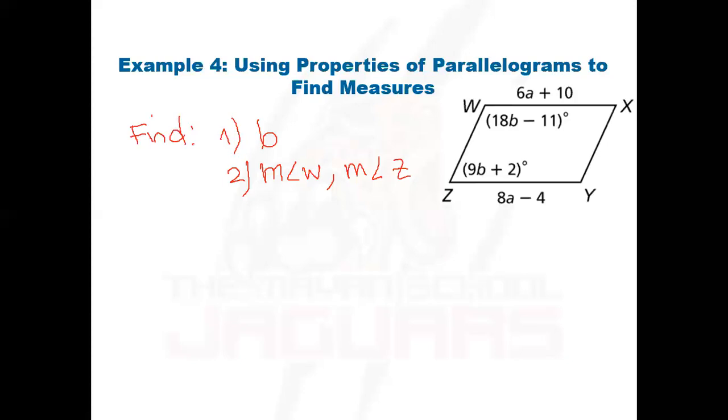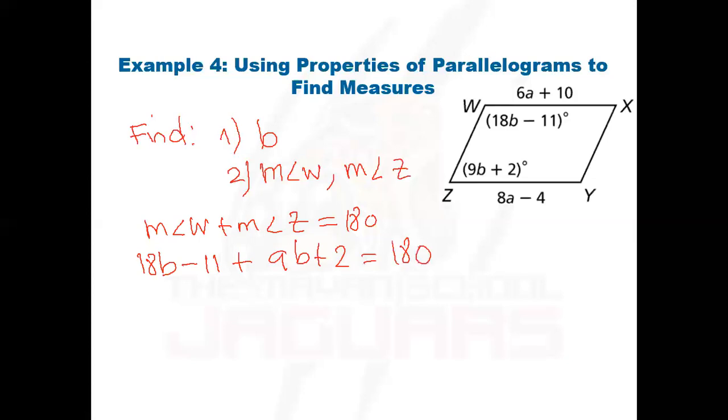I know that consecutive angles are going to be supplementary. So let me say that the measure of the angle W plus the measure of the angle C would equal 180 degrees. The variable expression for the measure of the angle W is 18b minus 11, and the measure of the angle C is 9b plus 2. If we add this together, it will give us 180.